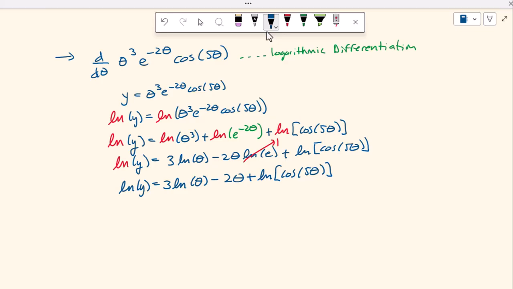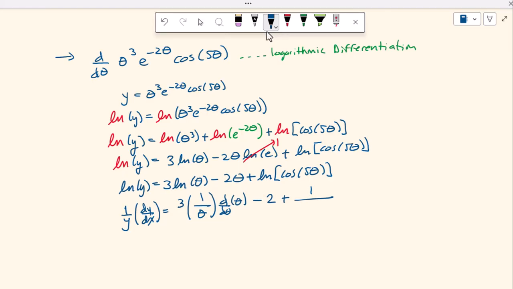And this pre-work that we do will actually make taking the derivative a little bit easier. So now let's take the derivative. The derivative of the natural log of y is 1 over y times y prime, or dy dx. So here, the derivative of the natural log of theta is 1 over theta times the derivative of theta. And I know that's 1, but I want to write it in. The derivative of minus 2 theta is minus 2.